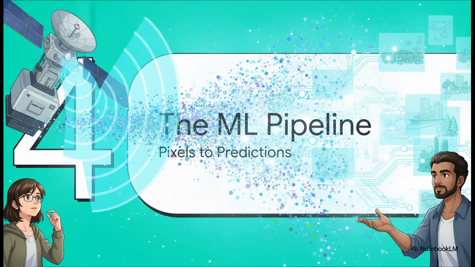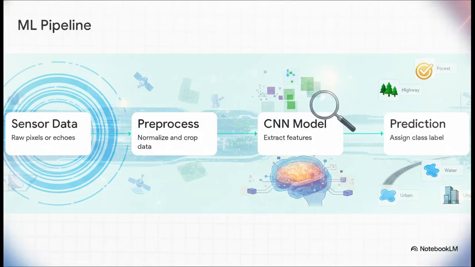Okay, Section 4, the machine learning pipeline, pixels to predictions. We're shifting gears now from the physics of radar hardware up in orbit to the computer science of machine learning down here on Earth. This is your central workflow for applied artificial intelligence in remote sensing.